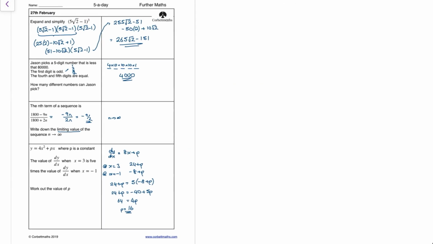Again, nice mix of questions today. I quite like the combinations question in the middle. The limiting process question, it's just one of these that it's quite straightforward at GCSE further maths, but gets a lot harder when you do A-level.